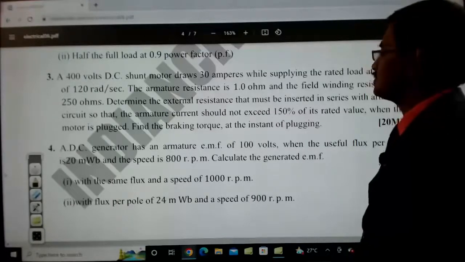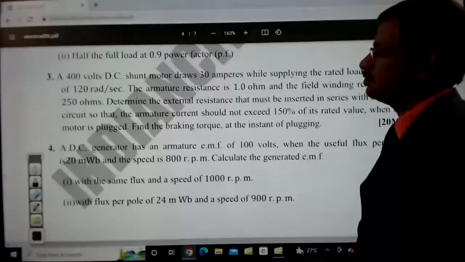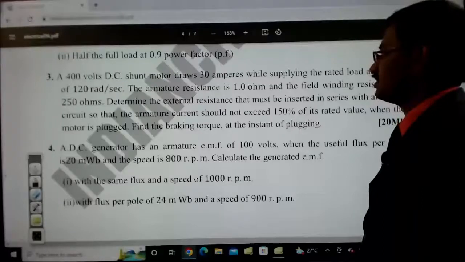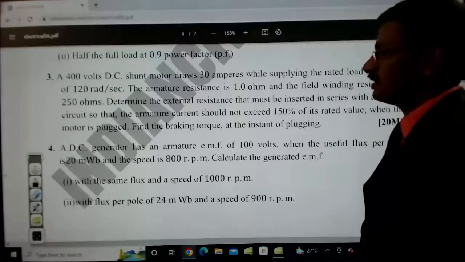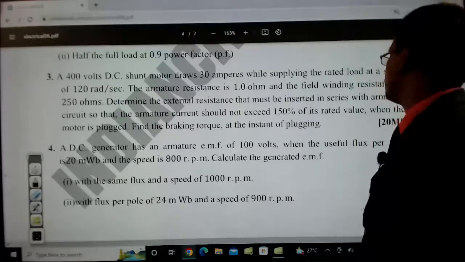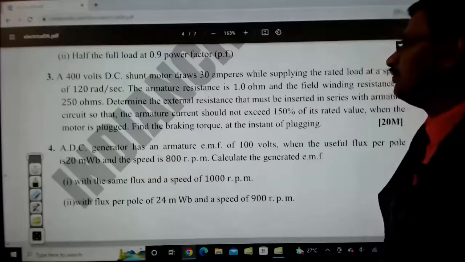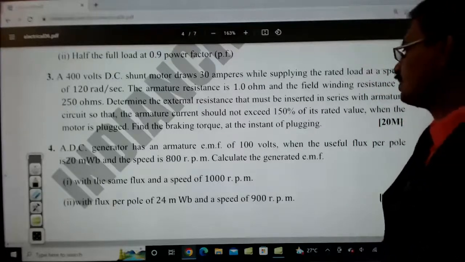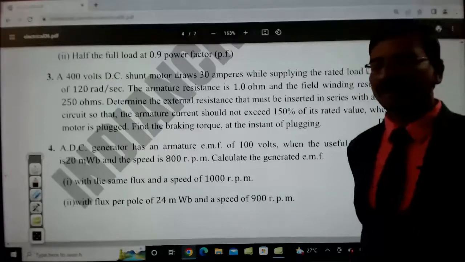The armature resistance is 1 ohm and the field winding resistance is 250 ohms. Determine the external resistance that must be inserted in series with the armature circuit so that the armature current should not exceed 150% of its rated value when the motor is plugged, right? And find the braking torque at the instance of plugging, right?